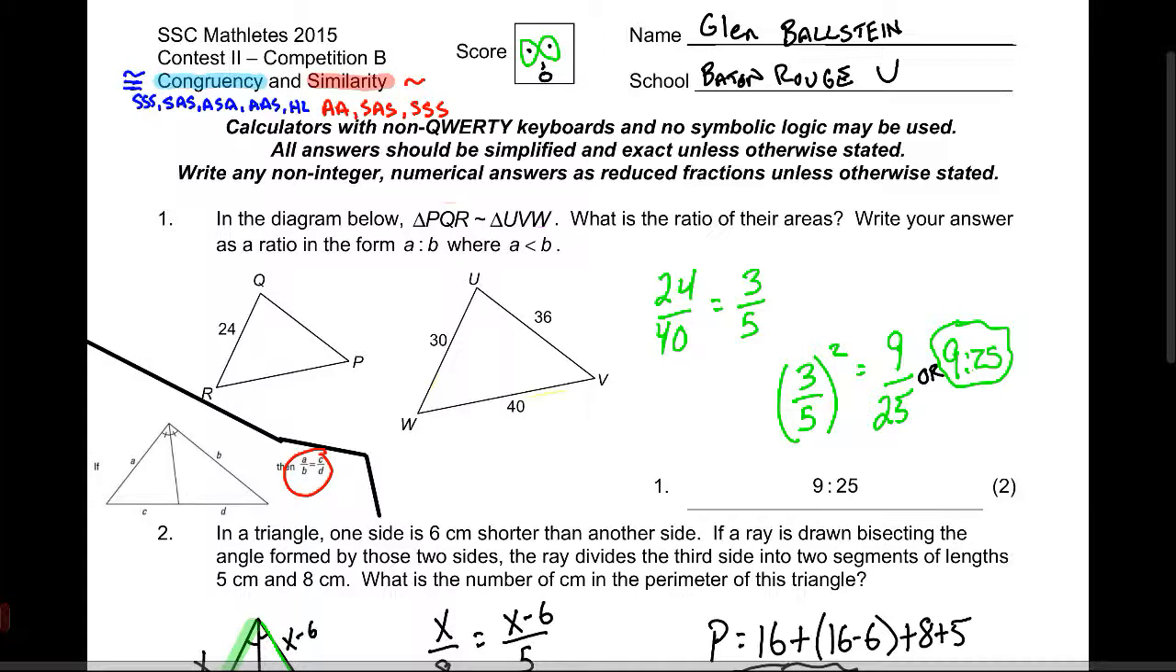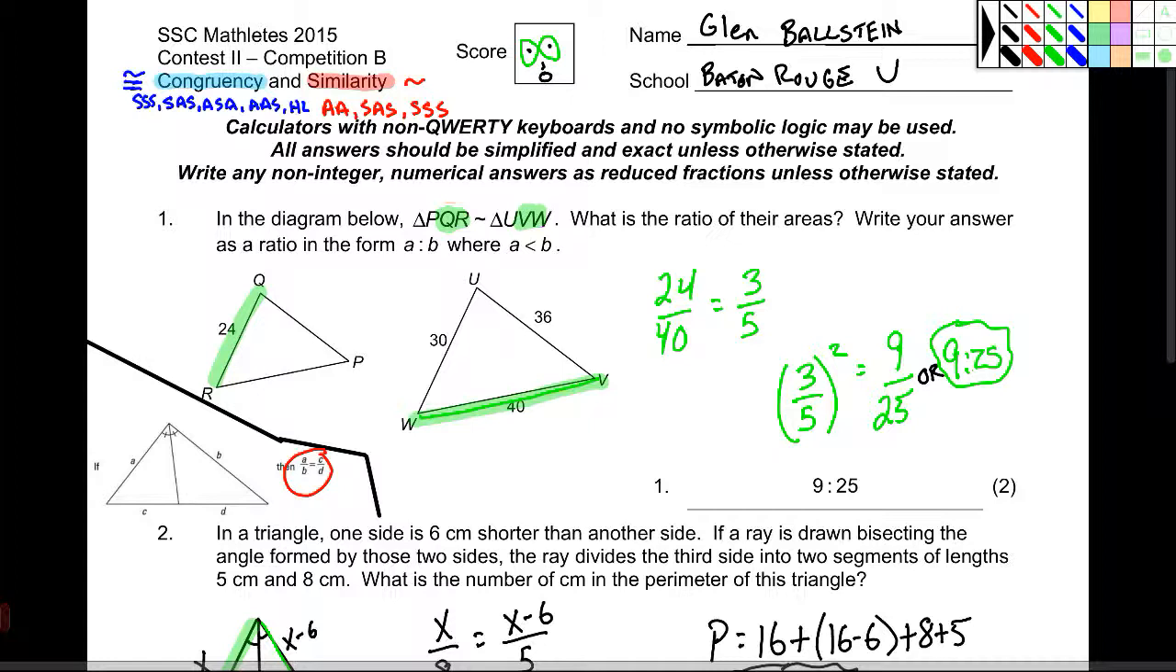Okay? So with this problem, a lot of people would rush ahead and say something like, well, there is QR right there, so that's got to be proportional to 30. But if you look at our similarity statement, what does QR match up with? Well, VW, right? So you got to be careful there. We know that QR matches up with VW. Those are corresponding sides.